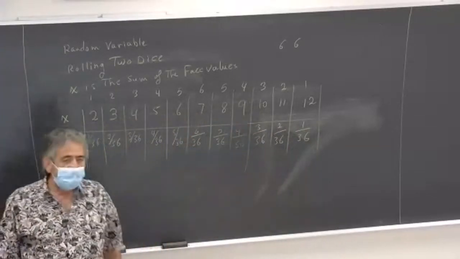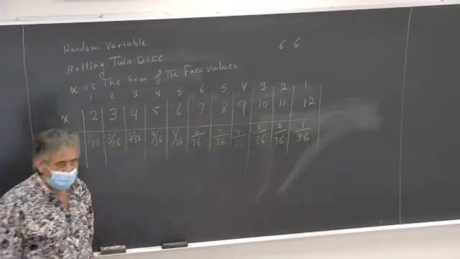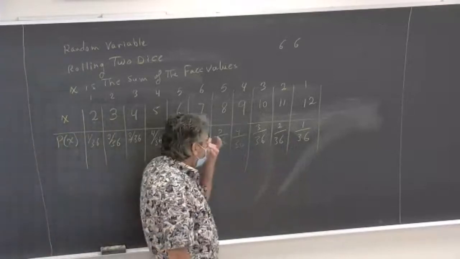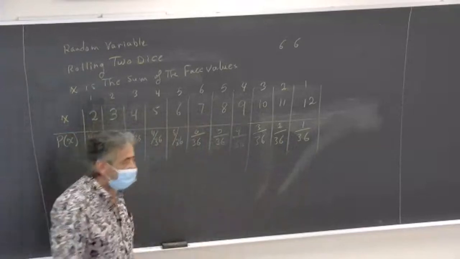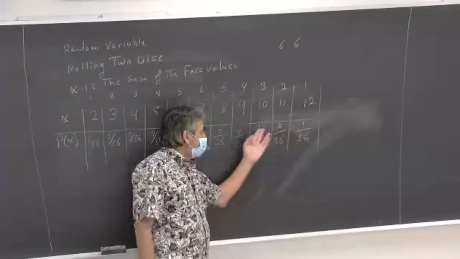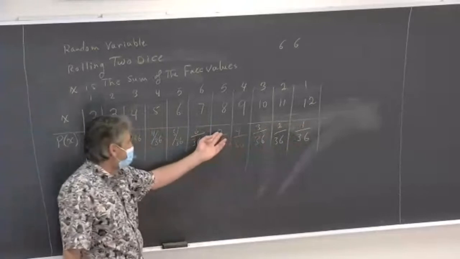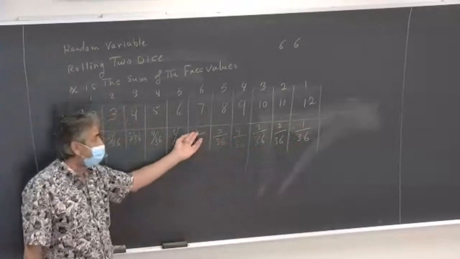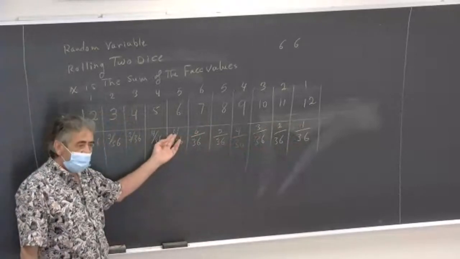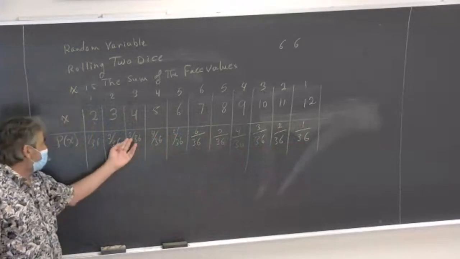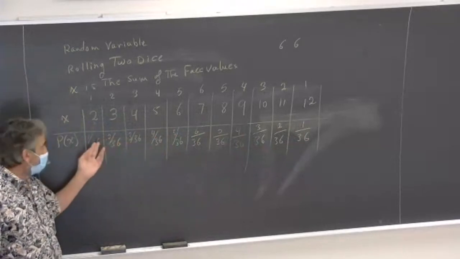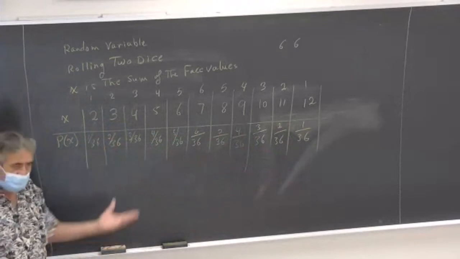Yes? To make sure, let's add them up. All the denominators are 36. We cannot simply add the numerator, right? So 1 and 2 is 3, 3 and 3 is 6, 6 and 4 is 10, 10 and 5, 15, 15 and 6, 21, 21 and 5, 26, 30 with a 4, 33, 35, 36 over 36, that's one.